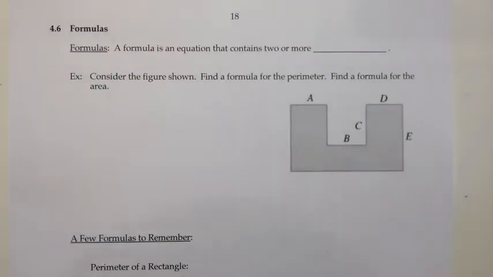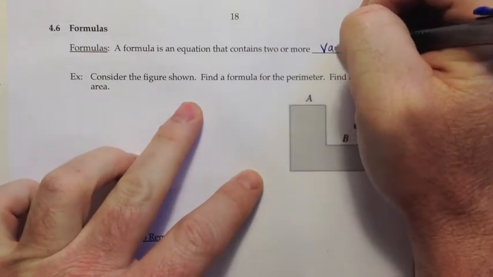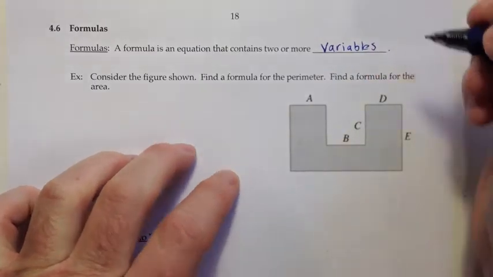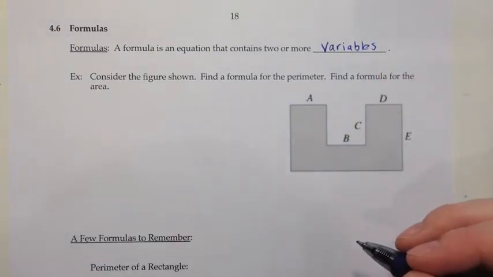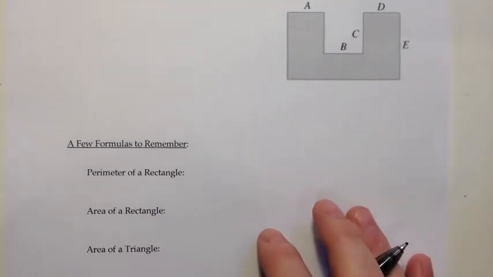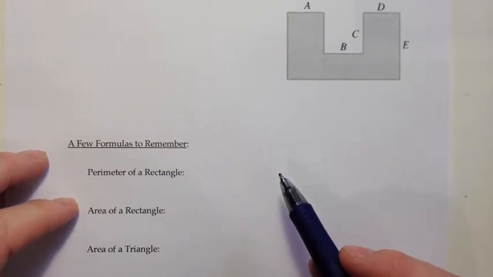Section 4.6, Formulas. A formula is an equation that contains two or more variables. So if we have any equation that has two or more variables in it, we're going to consider that to be a formula. So typically we think of a formula as maybe more of a geometric formula, and some examples of that I'll put down here, and then we'll come back up and do this problem.